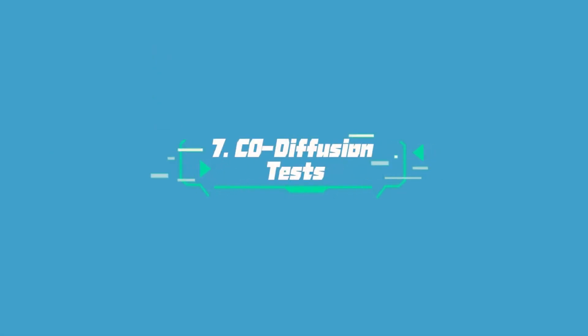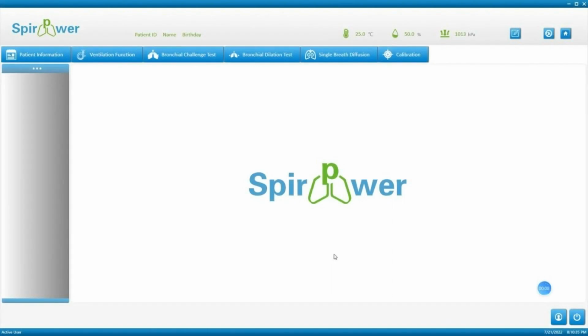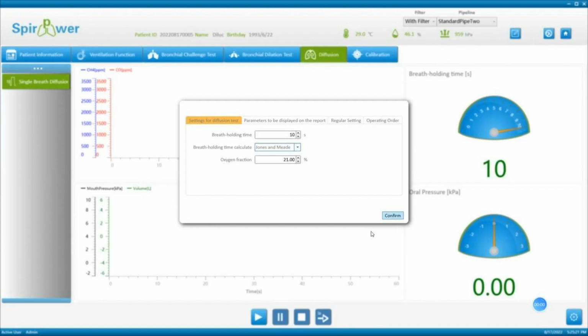CO diffusion test. Single breath CO diffusion. The SpiroPower gas analyzer system requires a warm-up time of 20 minutes before the first test can be carried out. Then perform the CO diffusion test. In the settings panel that pops up, select and set the gas hold time, gas hold calculation method, and oxygen fraction of the test gas, and click on the OK button.